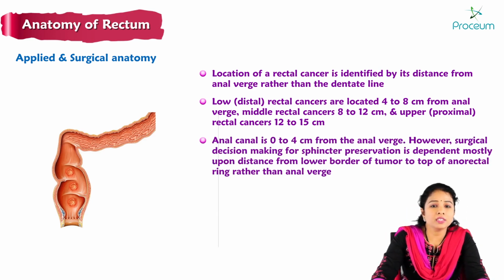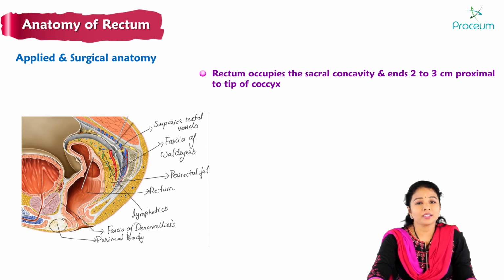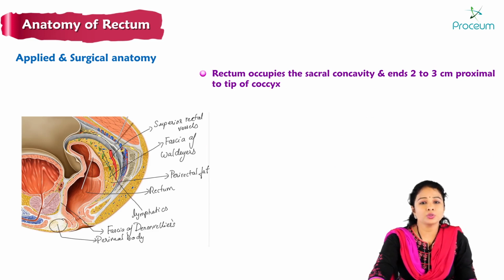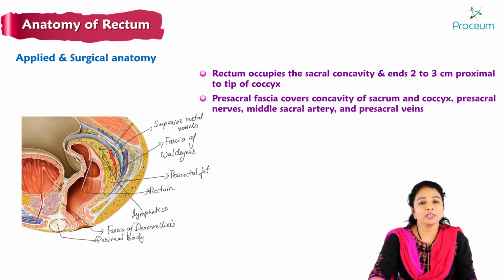However, the surgical decision making for sphincter preservation depends mostly upon the distance from the lower border of the tumor to the top of the anorectal ring rather than the anal verge. The rectum occupies the sacral concavity and ends 2 to 3 centimeters proximal to the tip of the coccyx. So the presacral fascia covers the concavity of the sacrum and coccyx. So presacral nerves, middle sacral artery and presacral veins.